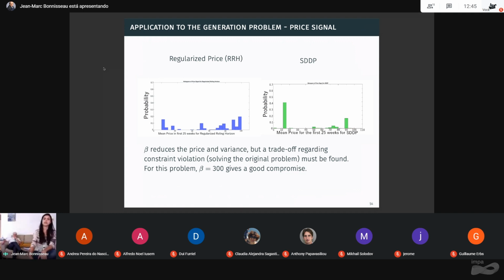The behavior we have seen in this simulation can be viewed in these histograms. So, for example, for SDDP, the price is oscillating between 2 or 3 values, and it's closer to a discrete distribution. And for regularized price, we have this more smooth distribution with a similar expected value. So we know that beta reduces the price and variance, but the trade-off regarding constraint violation, solving the original problem, must be found. So in this case, beta equals 300 gives a good compromise.